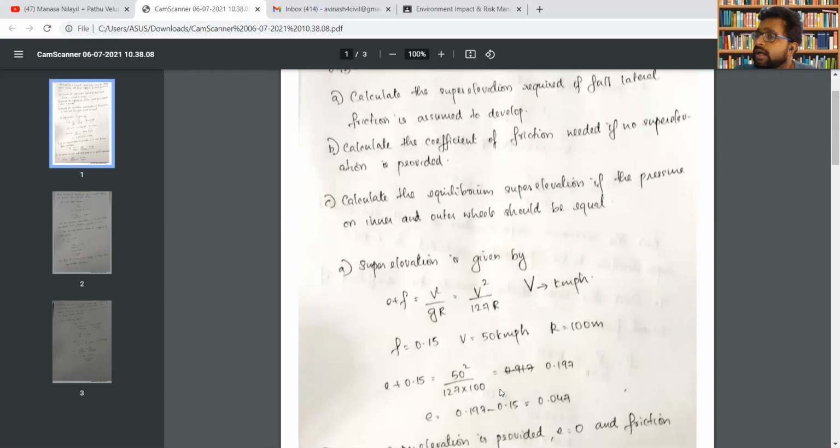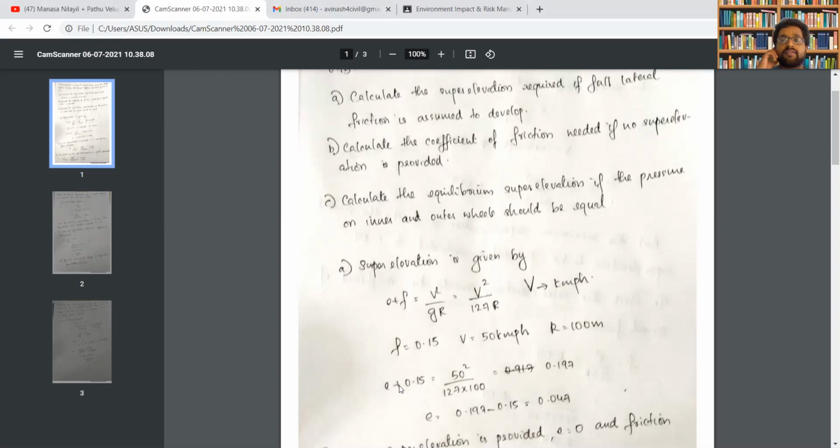Do one thing, don't try to copy the steps like this. Try to solve on your own, otherwise you won't be able to solve on your own. So try to solve on your own. So substituting these values, E plus 0.15 is equal to 50 square divided by 127 into 100. The answer will be 0.197. So this 0.197 is the value for E plus F.